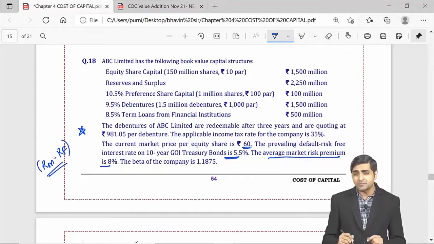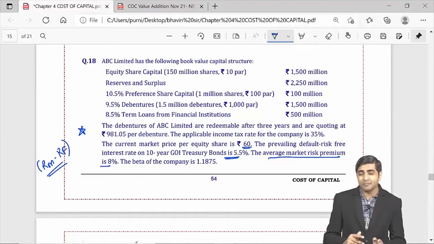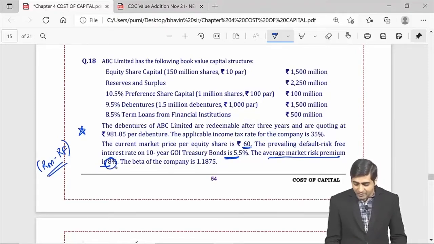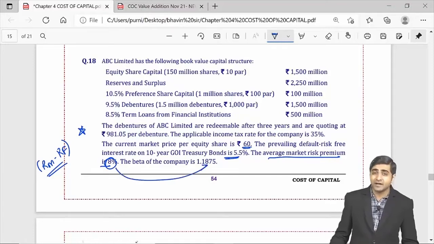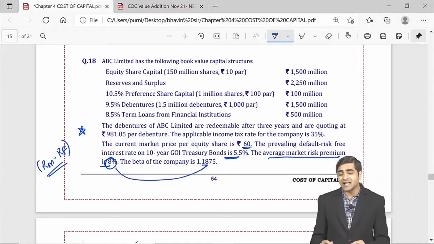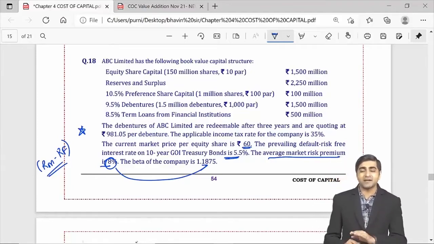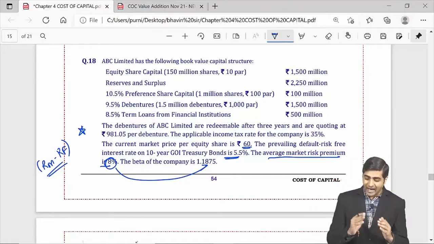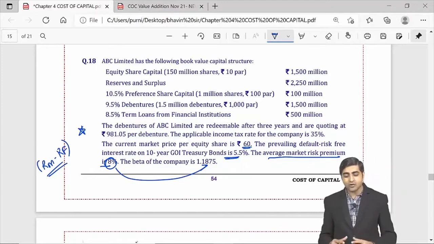So market risk premium means what, my dear students? RM minus RF. So this will be your market risk premium. So we need to now multiply this 8% by beta of 1.1875. So guys, don't treat this as your return on market portfolio. This 8% is nothing but RM minus RF. That's nothing but just your premium part available. You need to multiply it by 1.1875 and add the risk-free rate to it, and that's how your KE will also be calculated.